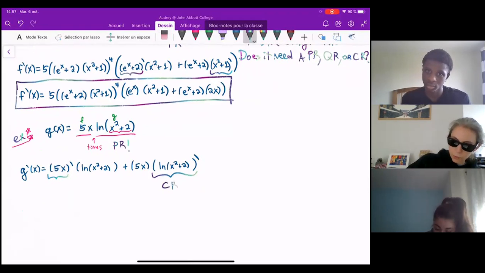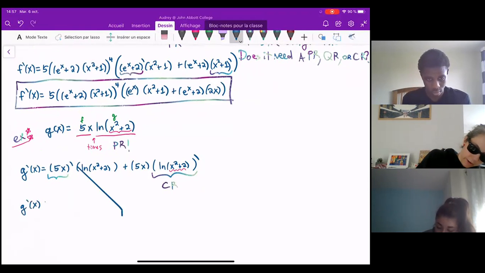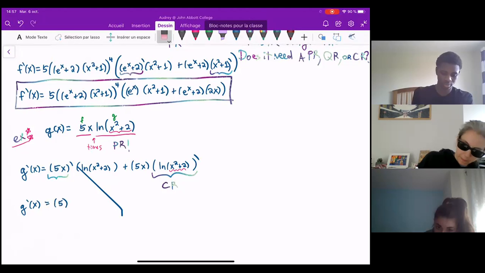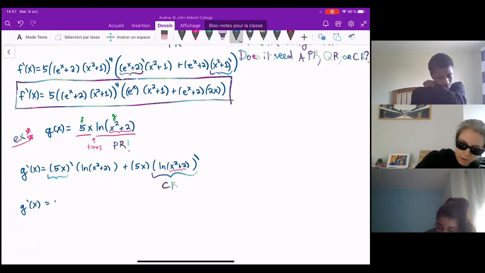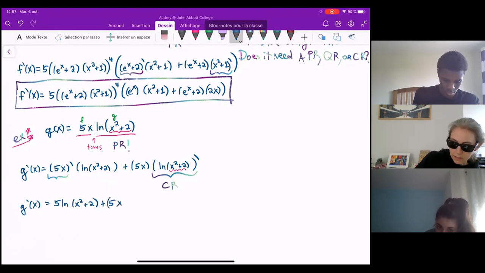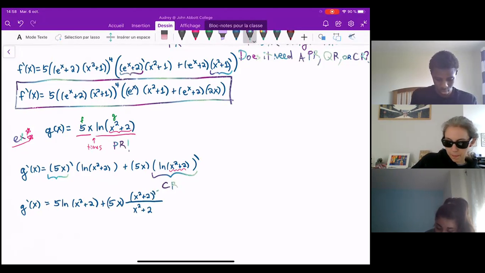So this chain rule wasn't the first thing that happened. It's happening inside of my product rule. So then the derivative of 5x is 5, times ln of x squared plus 2. So I'm actually going to write that without the parentheses. 5 ln of x squared plus 2 plus 5x. And then this is a log chain rule. So the x squared plus 2 goes on the bottom, and the derivative of x squared plus 2 goes on top.